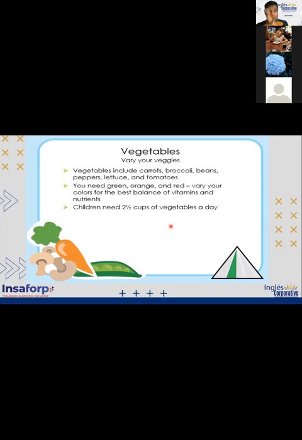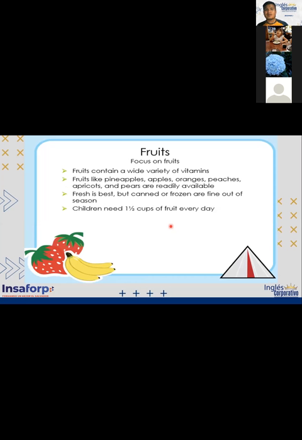So as I was saying, guys, here we have some of them like broccoli, beans, peppers, lettuce, and tomatoes. It says right here that you need green, orange, red types of vegetables, because they come in very different colors, so that will help you to get some vitamins and some nutrients.